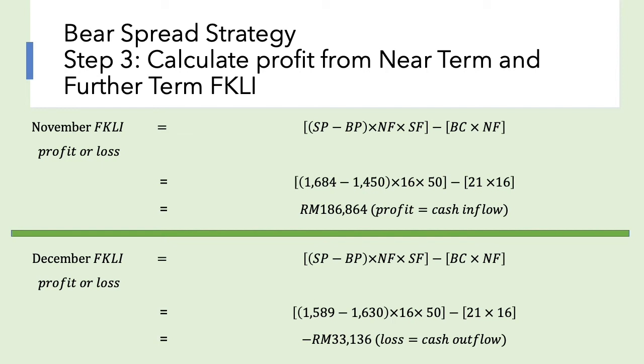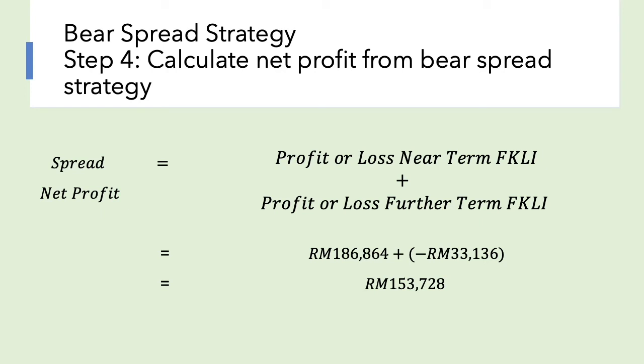So for November FKLI, you calculate the profit, you get positive 186,864. Positive means you make a profit, a cash inflow. For the profit and loss formula here, you must use the FKLI contract because this question is using the FKLI contract. If the question is using FMG, then you need to change to the profit and loss formula for FMG. For the December contract, you calculate, you get negative 33,136 ringgit. So negative means you make a loss. Loss is cash outflow.